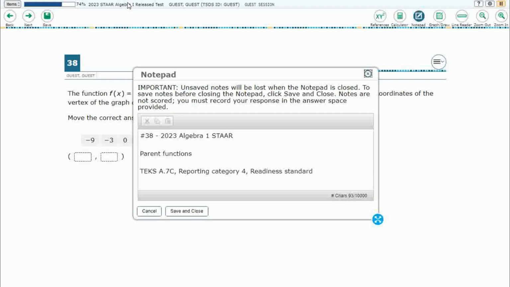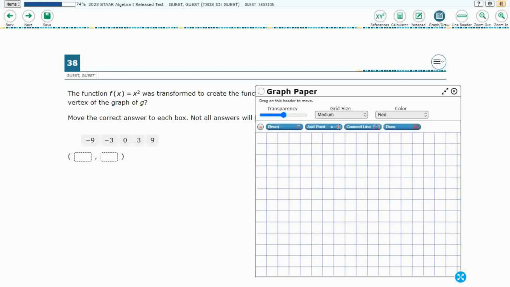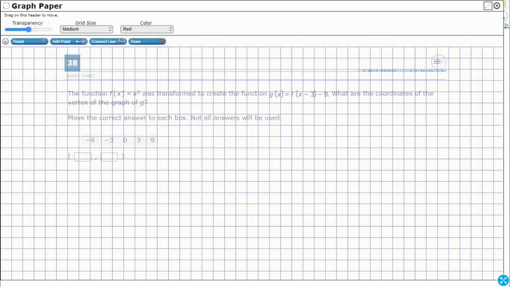So for number 38, we are looking at parent functions. This is TEKS 8.7c, reporting category 4. This is a readiness standard. Now, parent functions just change a graph. So we've got a basic function right here, your standard vanilla quadratic.